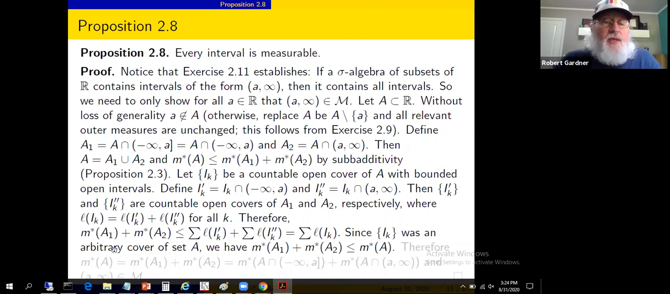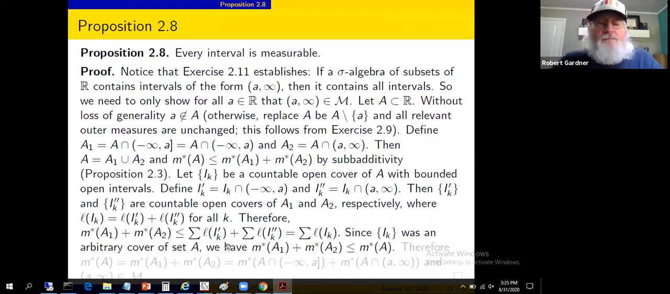So the outer measure of A1 would be less than or equal to the sum of the lengths of the I sub k primes. After all, the outer measure of A1 is the infimum of all such sums. So I know the outer measure of A1 is less than or equal to this particular sum. Same thing for A2. The outer measure of A2 is less than or equal to this particular sum for the particular covering I sub k double primes. So we can draw the conclusion that outer measure of A1 plus outer measure of A2 is less than or equal to the sum of the two sums.